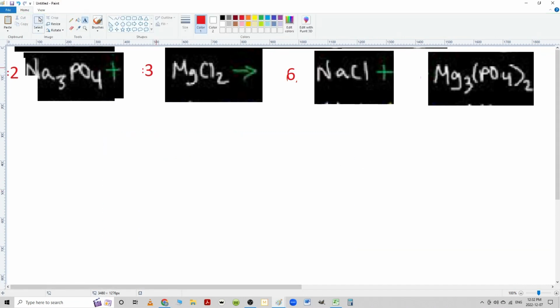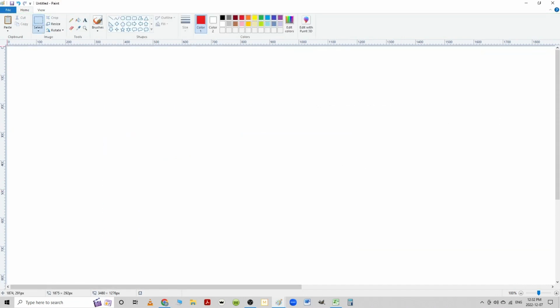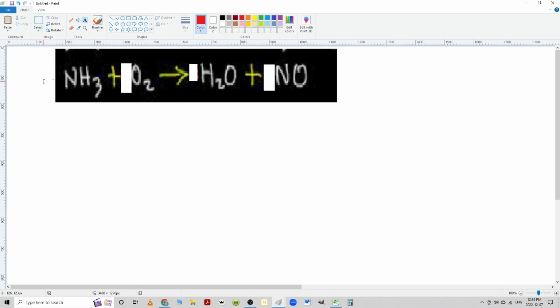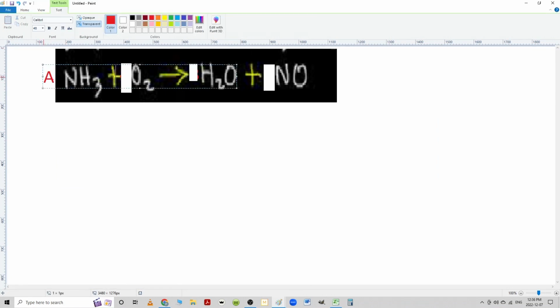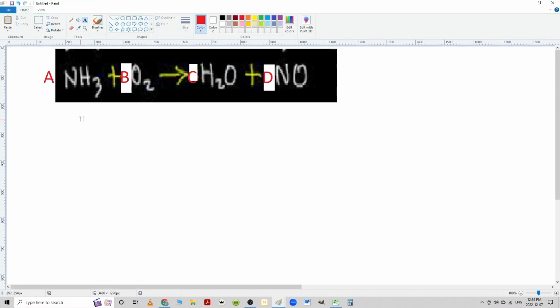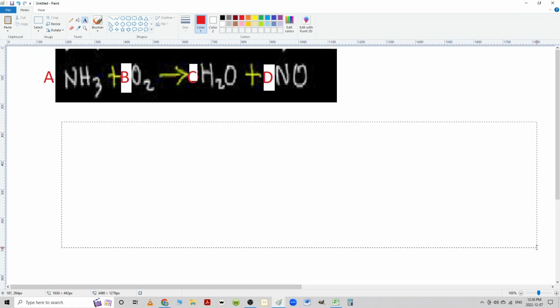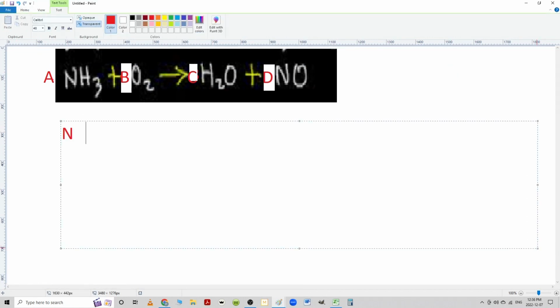Algebra, in my opinion, makes this much easier. And finally, the last one. If this is A, and this is B, and this is C, and this is D, clearly starting with nitrogen, there is 1A on the left side, and on the right side, there's 1D. Going to the hydrogen, there's 3A, and on the right side, there is 2C.